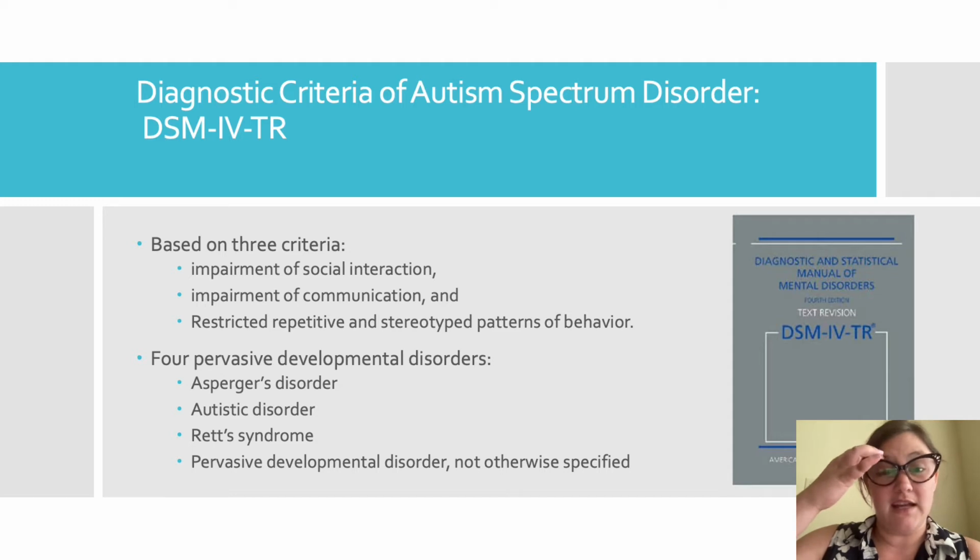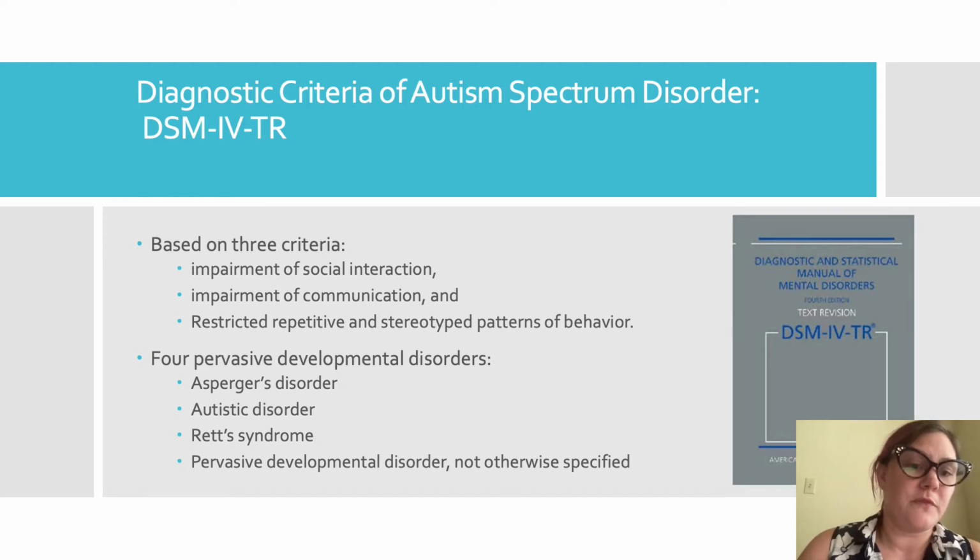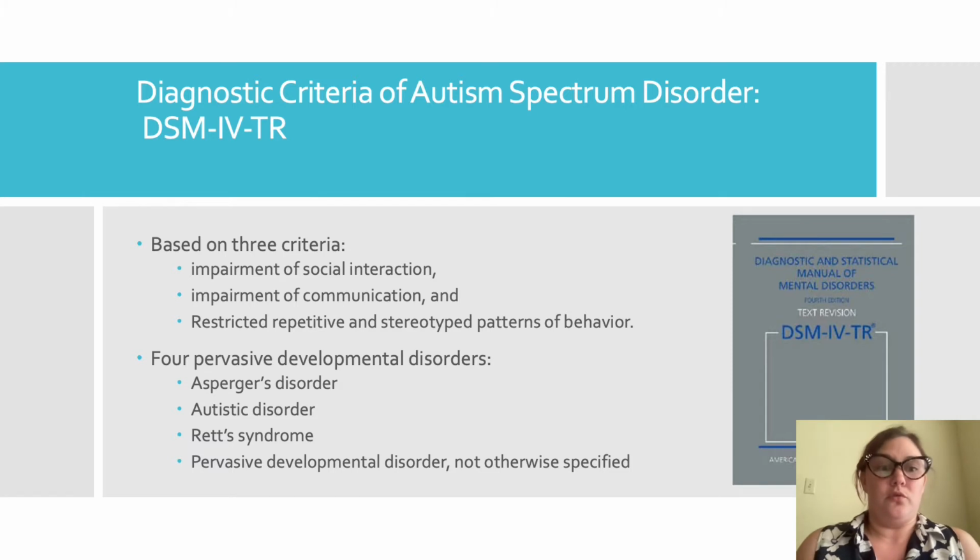Rett syndrome is a very specific pervasive developmental disorder that is still under neurodevelopmental disorders in DSM-5, but it has a genetic cause, and it is predominantly found in girls, and we've really realized over time that it's its own separate disorder. And then pervasive developmental disorder not otherwise specified were the people who met some of the criteria but not all, and it was still affecting their functioning, their adaptive functioning in their lives.